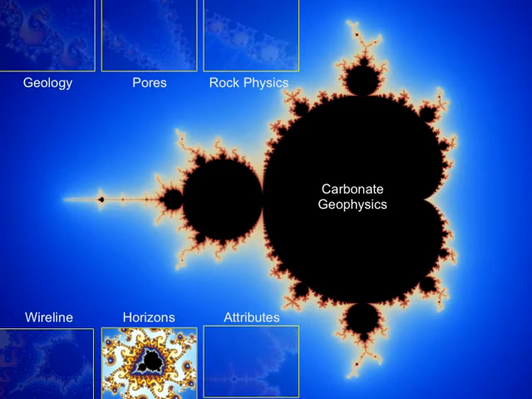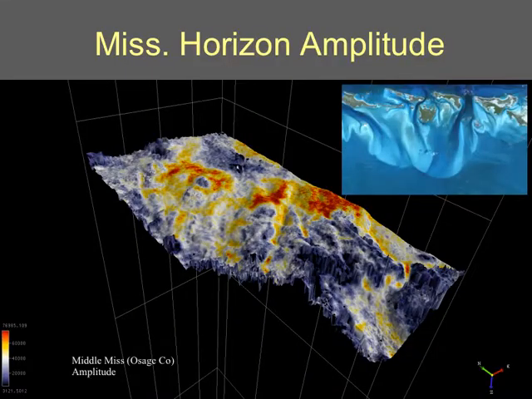So let's talk about horizons in the data. This is an example taken from Osage County, Oklahoma, where we have tracked a middle Mississippian event, and we see here a topography, shown in the geometry of this shape, but overlaid on that surface is the amplitude of that horizon. And what we see are valleys coming off a high ground.